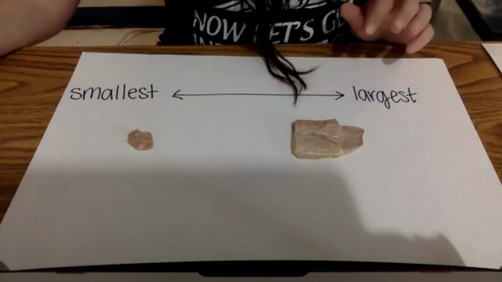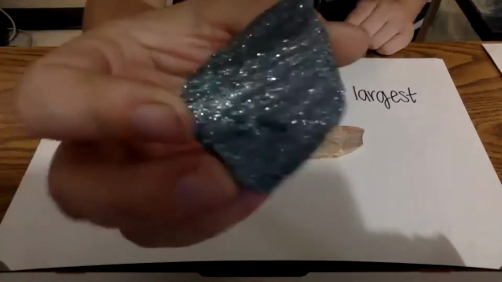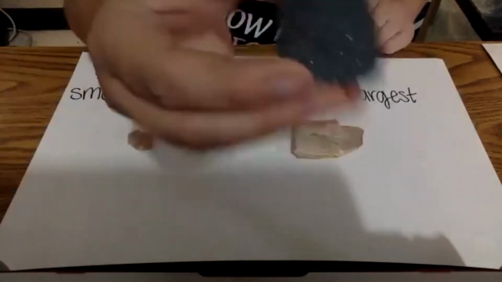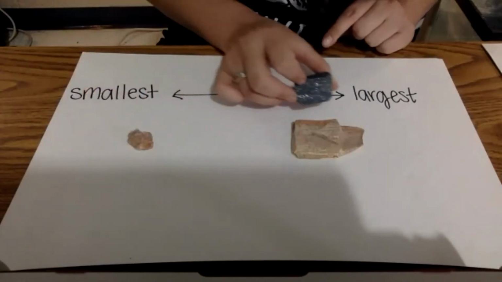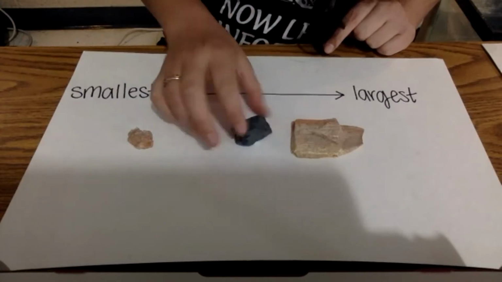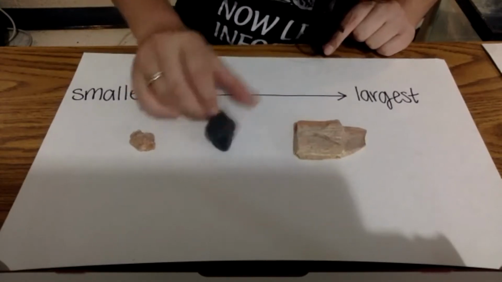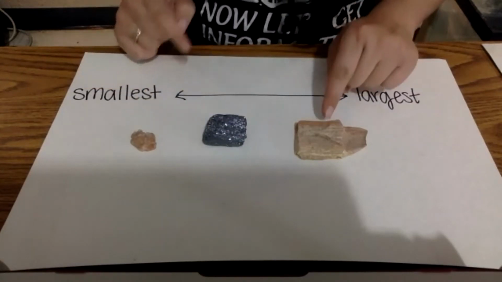All right, let's see. I've got another one. This is hematite. It's very beautiful. It's very sparkly. Let's see. Well, it's bigger than this one. And it's smaller than that one. So I'm going to put it about right here, somewhere in the middle of those two, because it's not as small and it's not as big.